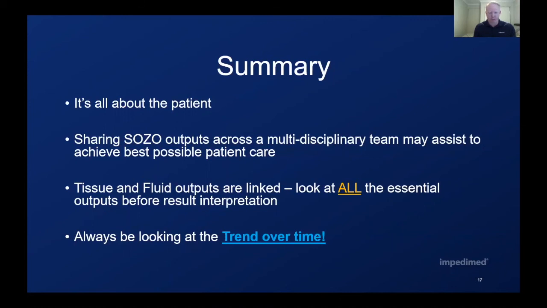Sharing SOZO outputs across a multidisciplinary team may also assist achieve the best possible patient care. So don't be afraid to be doing that within your teams, and really educating as a group around some of those key parameters: fat mass, skeletal muscle mass, total body water, intracellular, extracellular fluid. Everyone on your team has a really good understanding of those things. It's a great way to move forward with your patients. Making sure and remembering that all of those tissue and fluid outputs are linked, so not just looking at something like body fat percentage, and also looking at trend over time is the most important thing.